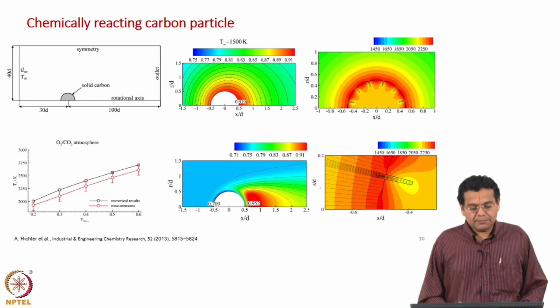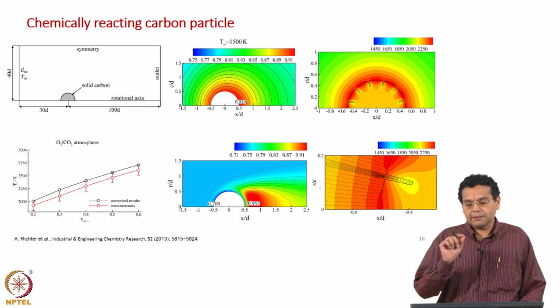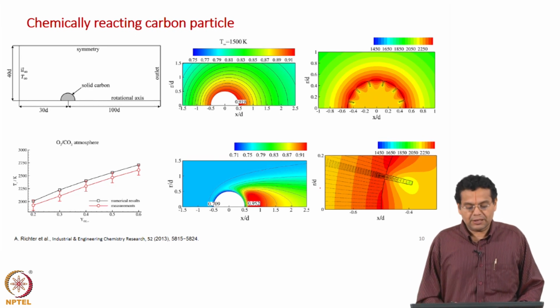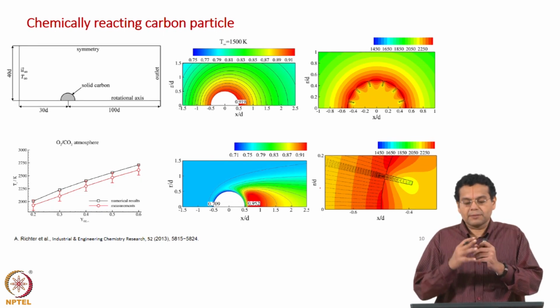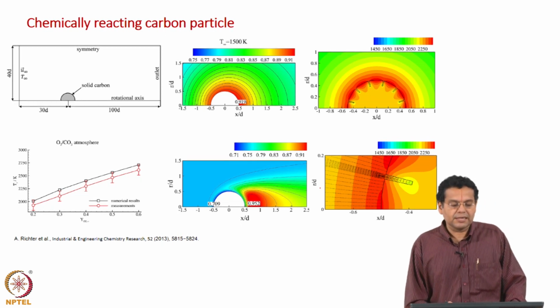And the last example is not a reactor, but just a single particle which could be inside a reactor. Let us say we have a carbon particle, a few hundred microns, and that is in an atmosphere of oxygen and CO2. So, a carbon particle surrounded by oxygen and CO2 of different composition. We want to know what is the rate at which the carbon particle burns, and that is the objective of this study.